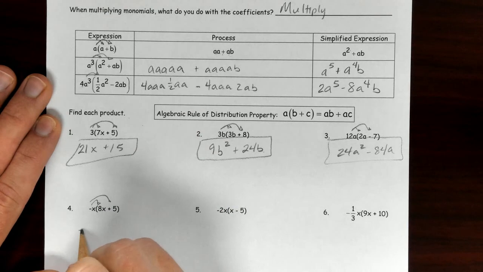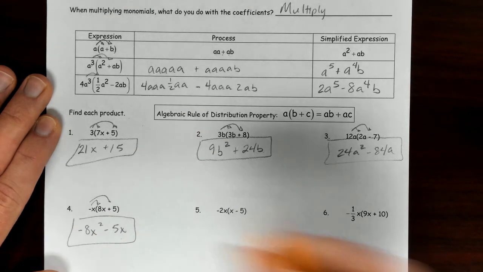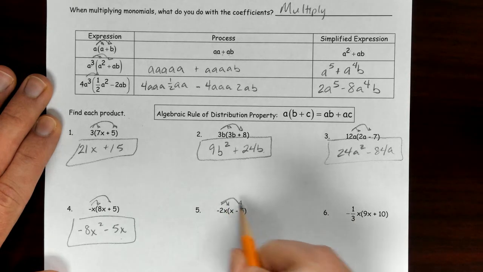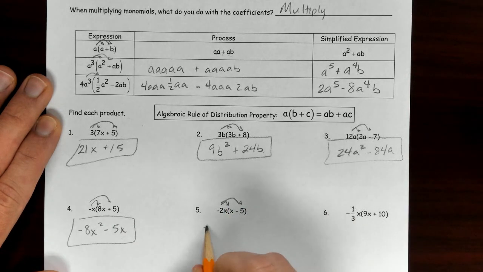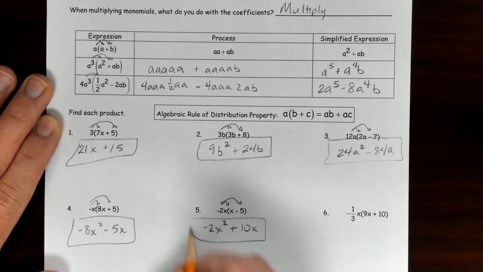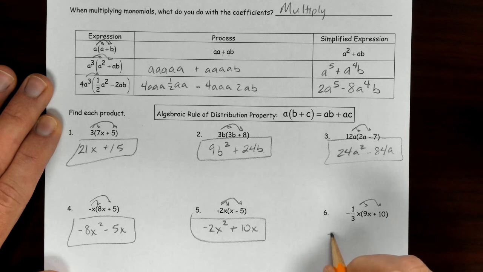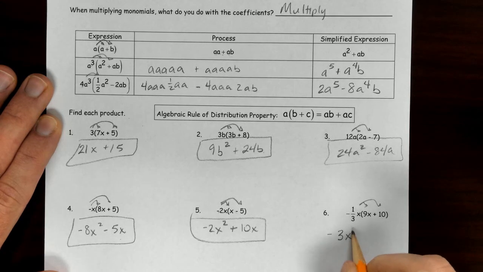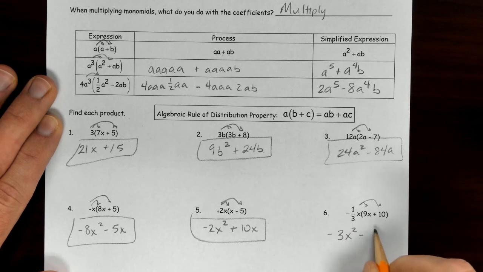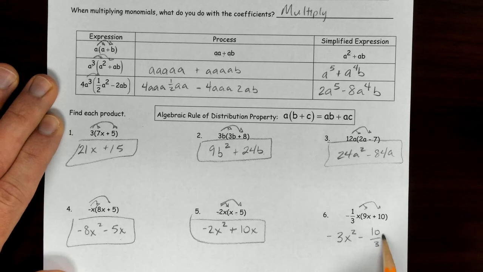Multiply, I get negative 8x squared minus 5x. Here we go. Multiply those. I'm distributing, so I get a negative 2x squared plus negative 2 times negative 5. Negative times a negative is a positive, plus 10x. Same thing here. We're distributing, so I get a negative 3x squared minus, I'm just going to leave it as 10/3 x.